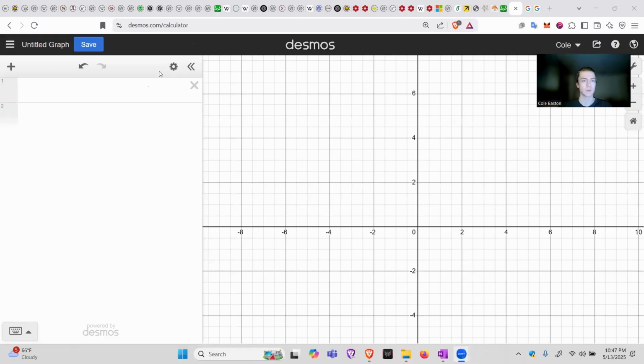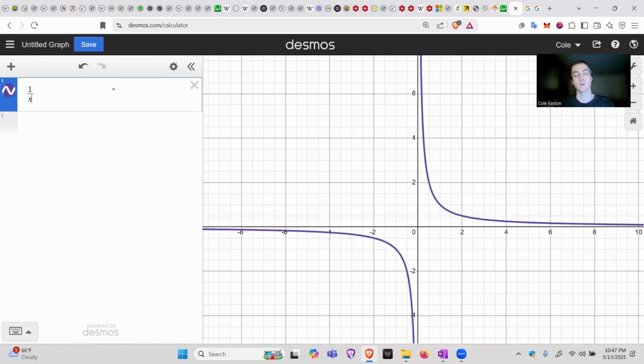One more thing that I wanted to look at in Desmos is functions of the form 1 over x to the n. So starting just by looking at this graph here, 1 over x, we see that it looks like this. So we have this asymptote at the y-axis. And we want to notice that as we approach the y-axis from the negative direction, we're approaching negative infinity.